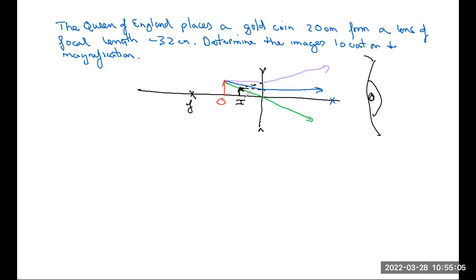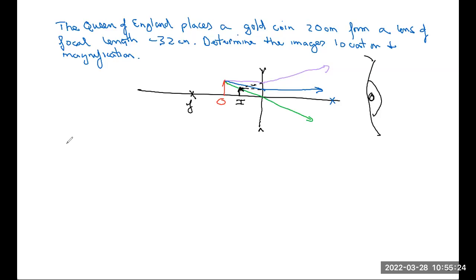And so we've got an image that is roughly half the size of the original object, the gold coin. We got an image that's upright, and we got an image that will be virtual. The light rays aren't actually coming from this location. They just appear to come from that location.